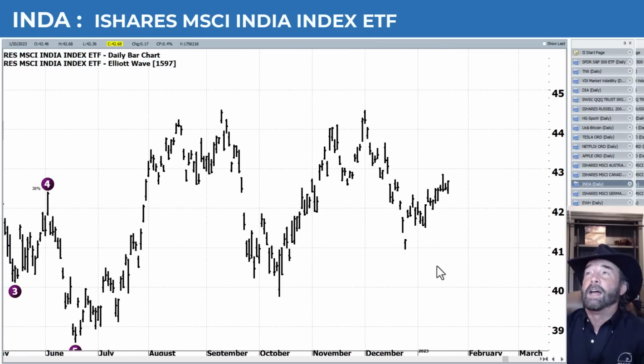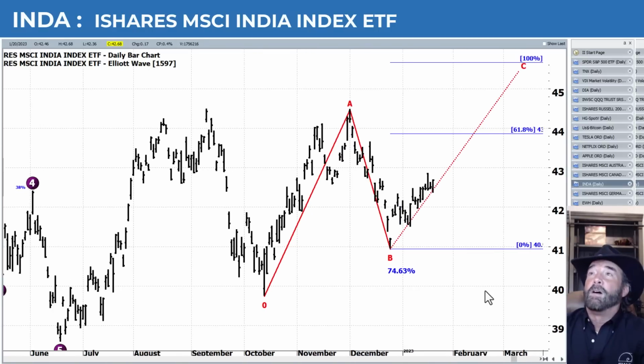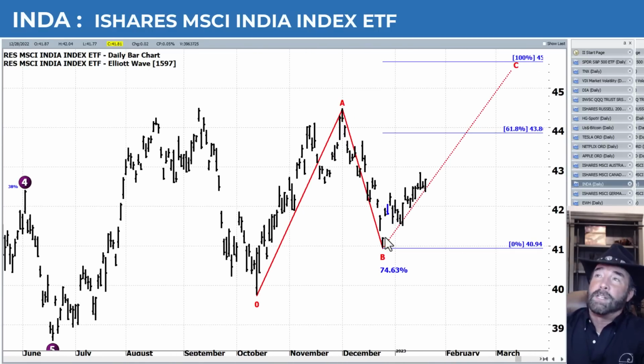The INDA, in a series of corrections here, we went through a big flat. Now it looks like we're trying to create this big zigzag pattern here to the upside, and that could bring us all the way up to 45 on the INDA. And once again, I like this move.